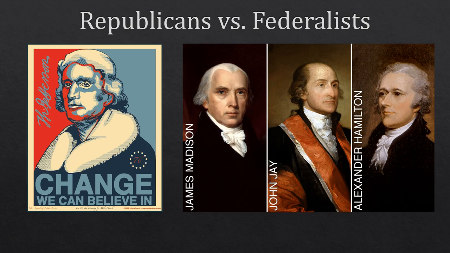Now, the relationship between Jefferson and Hamilton is so strained that we're going to see the formation of our first two political parties in the United States, the Democratic Republicans, sometimes called the Jeffersonian Republicans, and the Federalists. This is going to be our major two-party system.